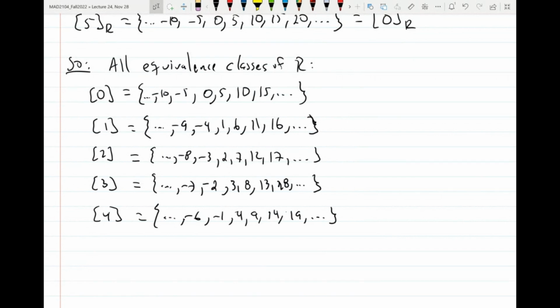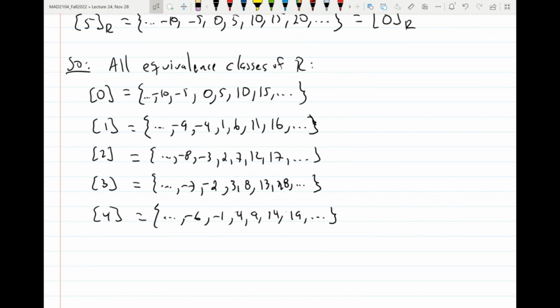Now, question: what happens if I throw in all of these classes together? If I take the union of all of these classes, what do I get? We get all the integers. You see this? What you're seeing here is called a partition of the integers. A partition of a set is just a collection of subsets that are disjoint. They have nothing in common, but when you put them all together, you get the whole thing. So what a partition means is you break stuff into pieces. That's why we call it a partition. This is a way of partitioning the integers, okay?